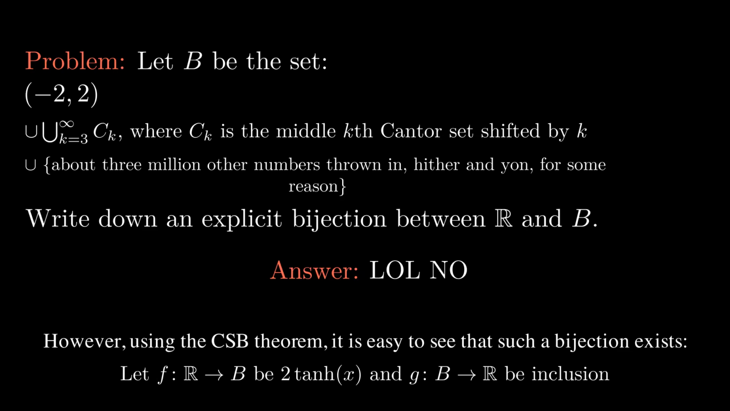And then finally, since B is a set of real numbers, we can write down the injection that's just the inclusion map from B to R. Since there's an injection going each way, the CSB theorem tells us there exists a bijection, even if we could never write down the formula for it.